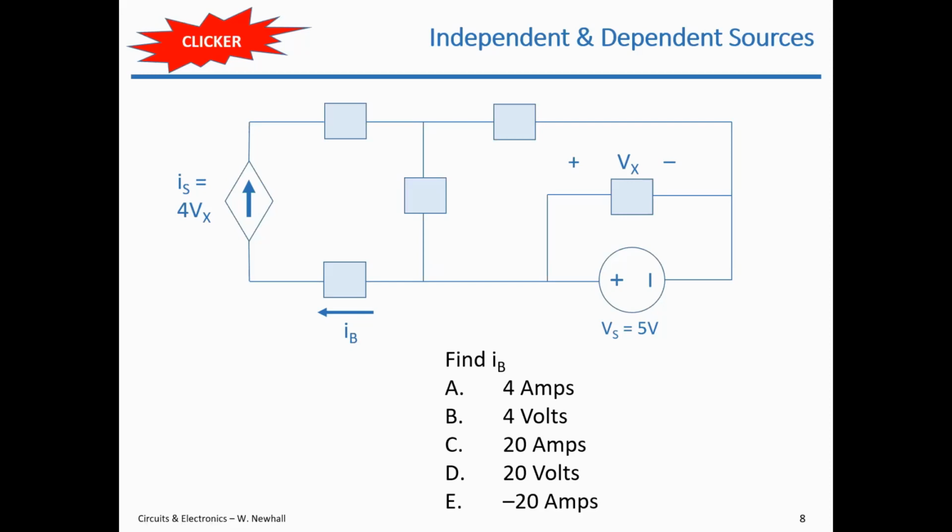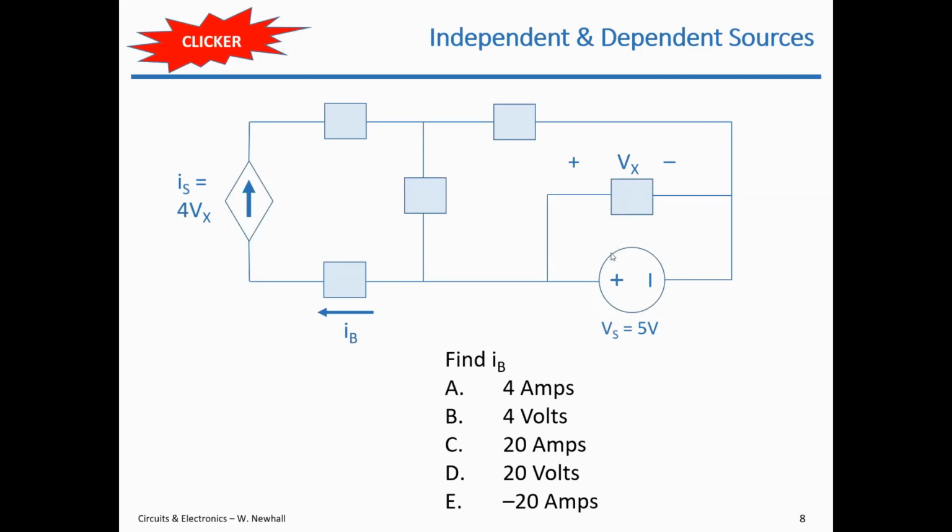Okay, so when I solved this problem, I recognized that there's a current IB that I want to find, and it's the same current. It's along this same branch of the circuit as this current source. So IB equals IS. So that also means that IB equals 4Vx. So we need 4Vx. Okay, let's find Vx. So Vx is the voltage across this circuit element, and you might either just recognize this, or you might run a KVL equation on this part of the subcircuit.